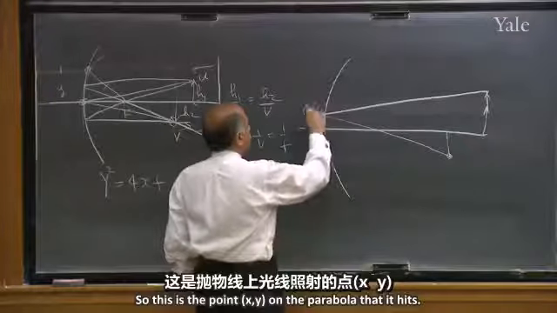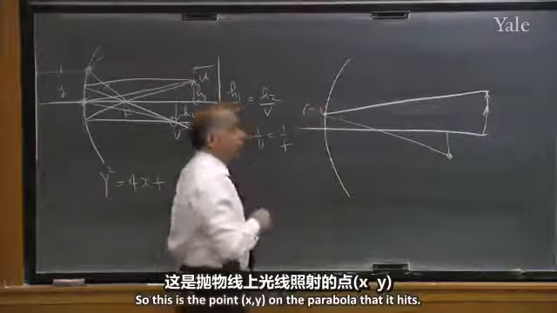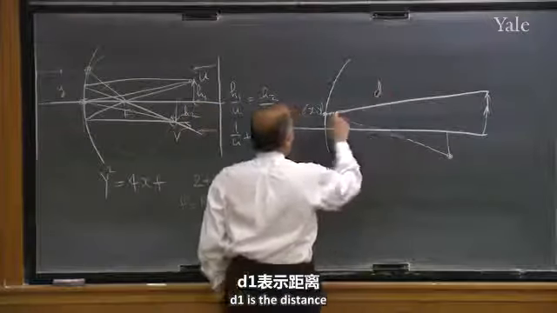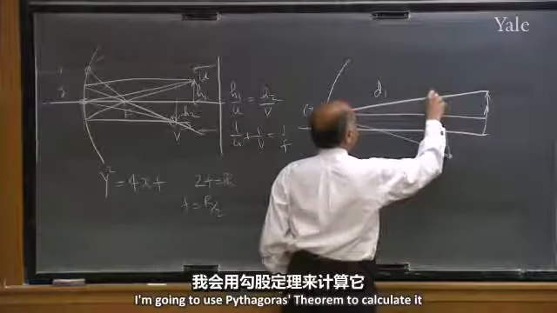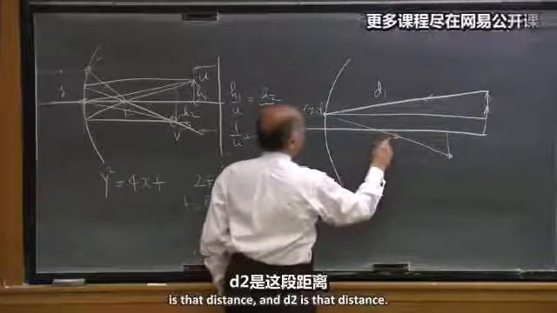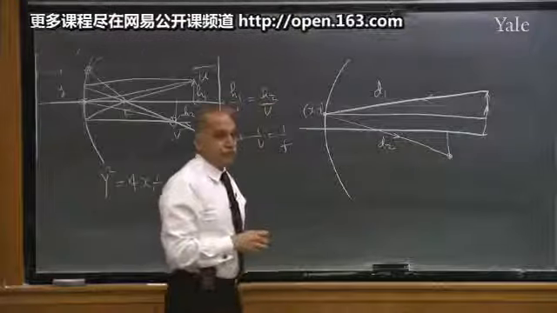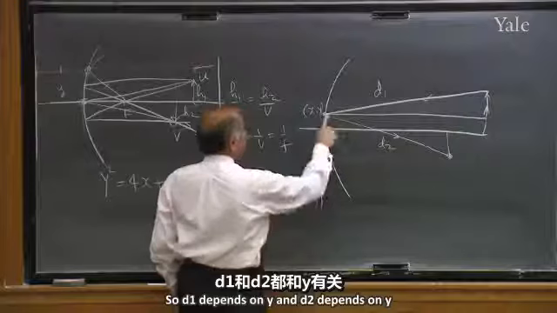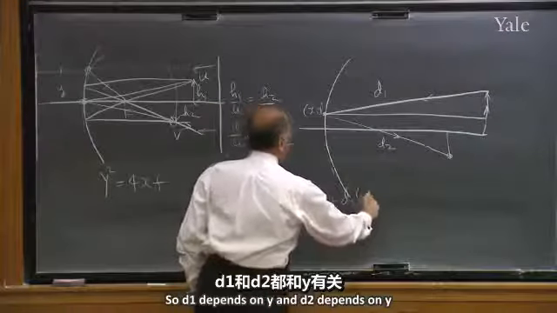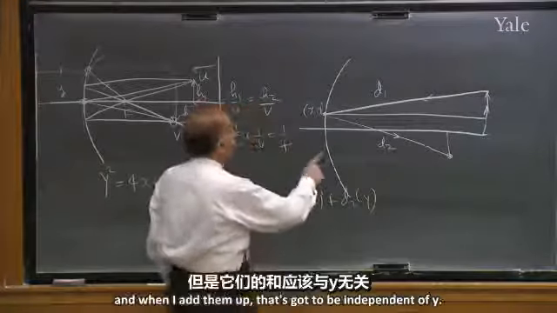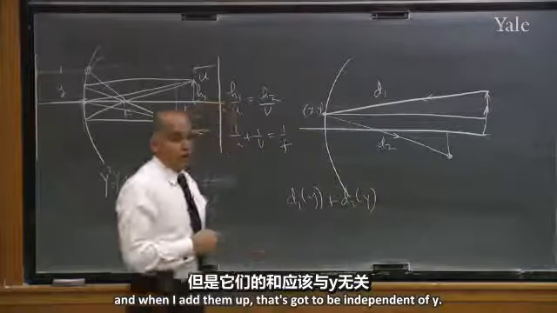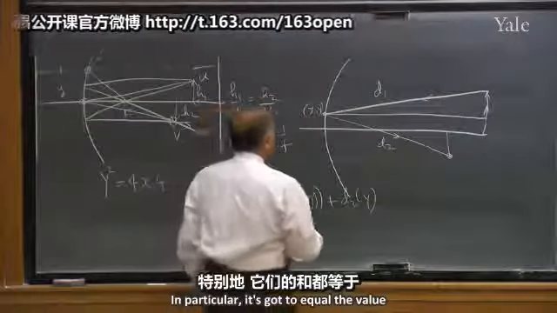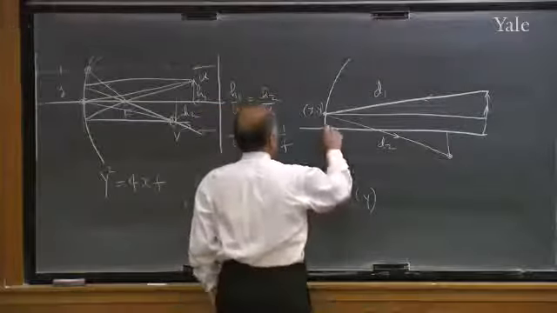So this is the point (x, y) on the parabola that it hits. d1 is the distance. I'm going to use Pythagoras' theorem to calculate it. That is d1, and that is d2. So d1 depends on y, and d2 depends on y. I want to add them up. That's got to be independent of y. That's got to be the same for all y. In particular, it's got to equal the value when y is equal to 0.